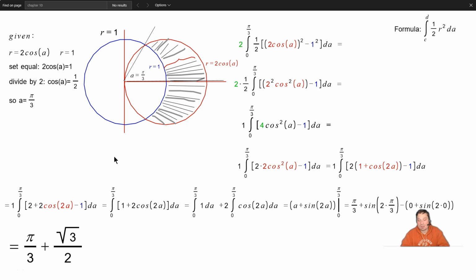Then we clean that up. The terms above my head, well, 0 is 0, goes away. Sine of 2 times 0 is just sine of 0, which is 0, goes away. So all that remains is really pi over 3 plus sine of 2 pi over 3. And if you want, you can look it up in a unit circle, and you will see that it looks like the following down below. Pi over 3 plus the square root of 3 over 2. That square root of 3 over 2 I got from the unit circle as the value of sine of 2 times pi over 3. In other words, this quantity is the answer.